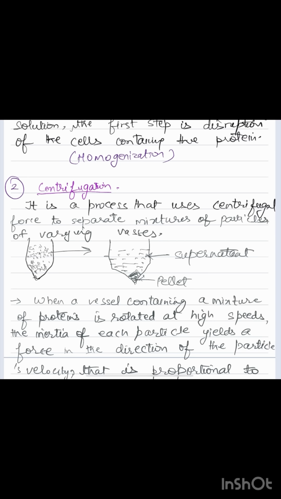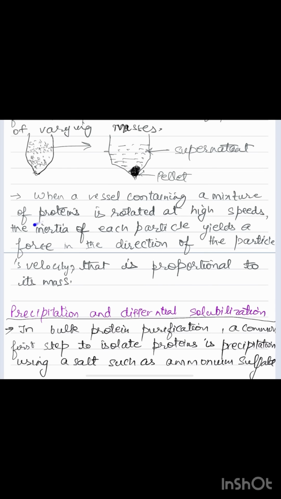Second step is centrifugation. So it is a process that uses centrifugal force along with gravitational pull to separate mixtures of particles of varying masses. So we can see here this is a centrifuge tube in which the protein samples are being centrifuged. The protein is suspended in some solution, and then after centrifugation we can see the supernatant and pellet have been separated from each other. There is a supernatant which is liquid and pellet is a hard semi jelly like material. So when a vessel containing a mixture of proteins is rotated at high speeds, the inertia of each particle yields a force in the direction of the particle's velocity, that is proportional to its mass.